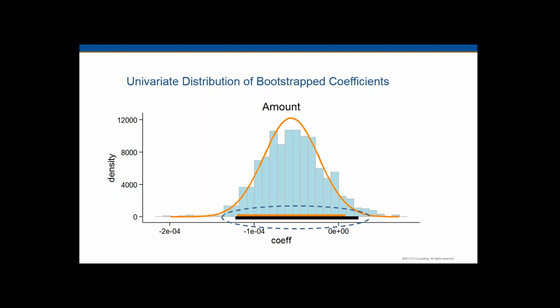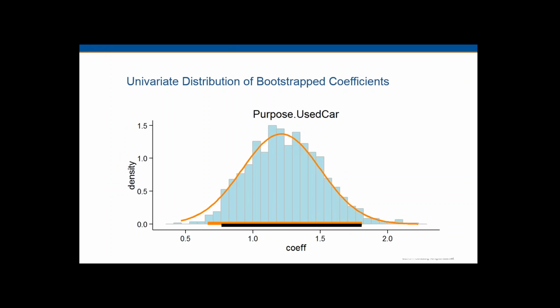We can also look at the 95% confidence interval implied by the original model, which is the thick orange line at the bottom, and compare it to the confidence interval based on the empirical percentiles from the bootstrap estimates, which is the thick black line at the bottom as well. As you can see, the bootstrap confidence interval is much wider and it's skewed slightly to the right. And here's the same plot for a different coefficient. As you can see, the bootstrap confidence interval is actually narrower in this case than the one implied by the model.